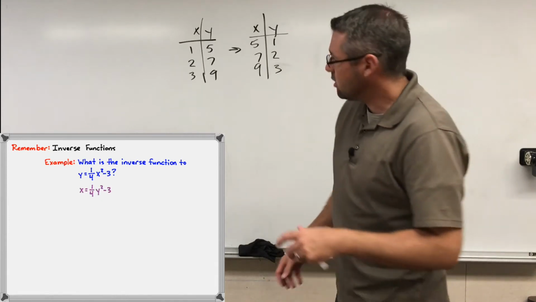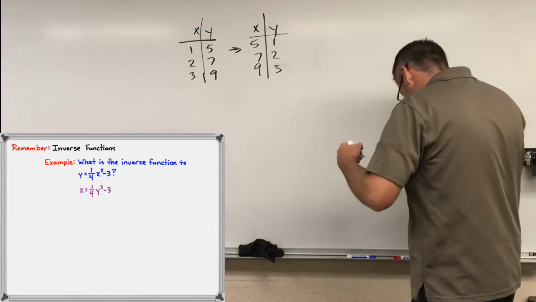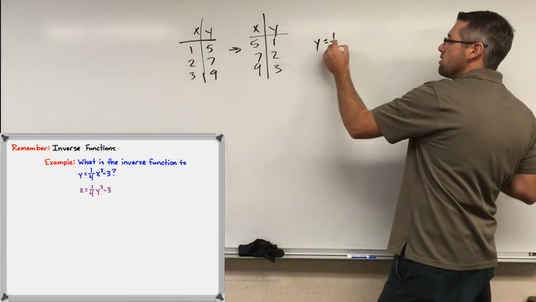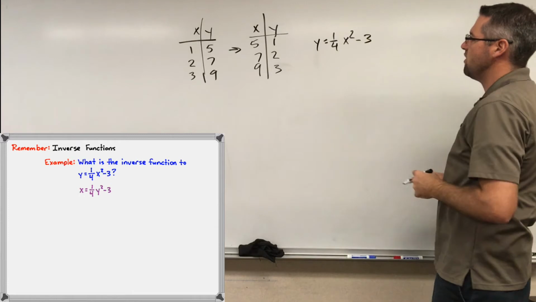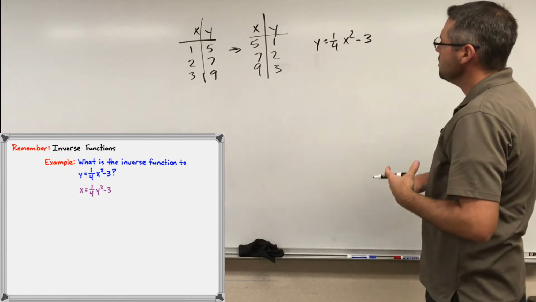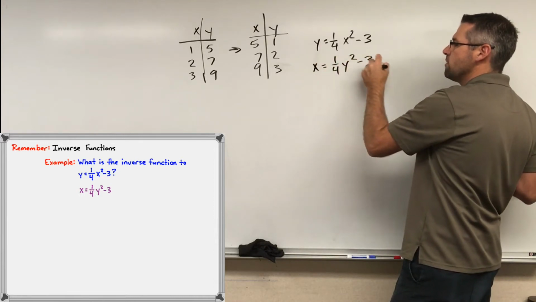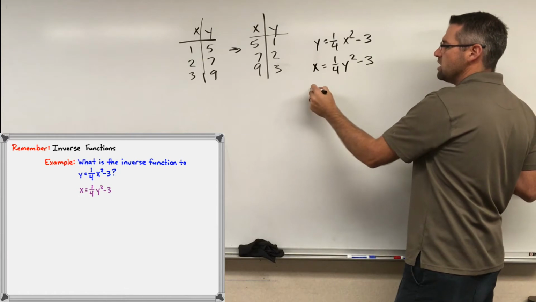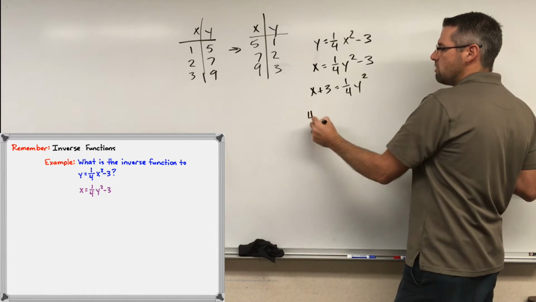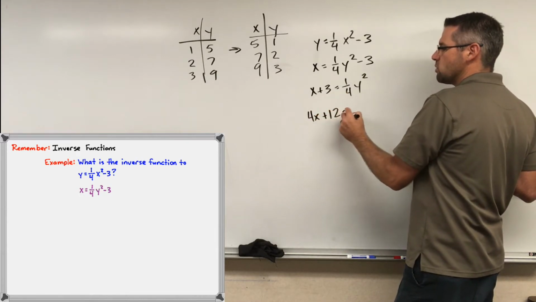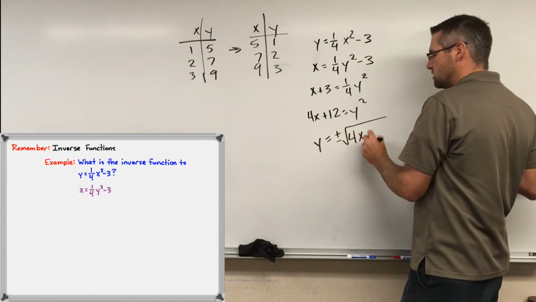And then the analytical approach is this idea here. When you're given an equation like y equals 1/4 x squared minus 3, in order to find the inverse function, or the inverse relationship, you swap out the x's and the y's. So this will say x equals 1/4 y squared minus 3. And then you isolate y. We'd add 3 to both sides: x plus 3 equals 1/4 y squared. We multiply by 4 and distribute: 4x plus 12 equals y squared. And then when we square root, we get y equals plus or minus the square root of 4x plus 12.